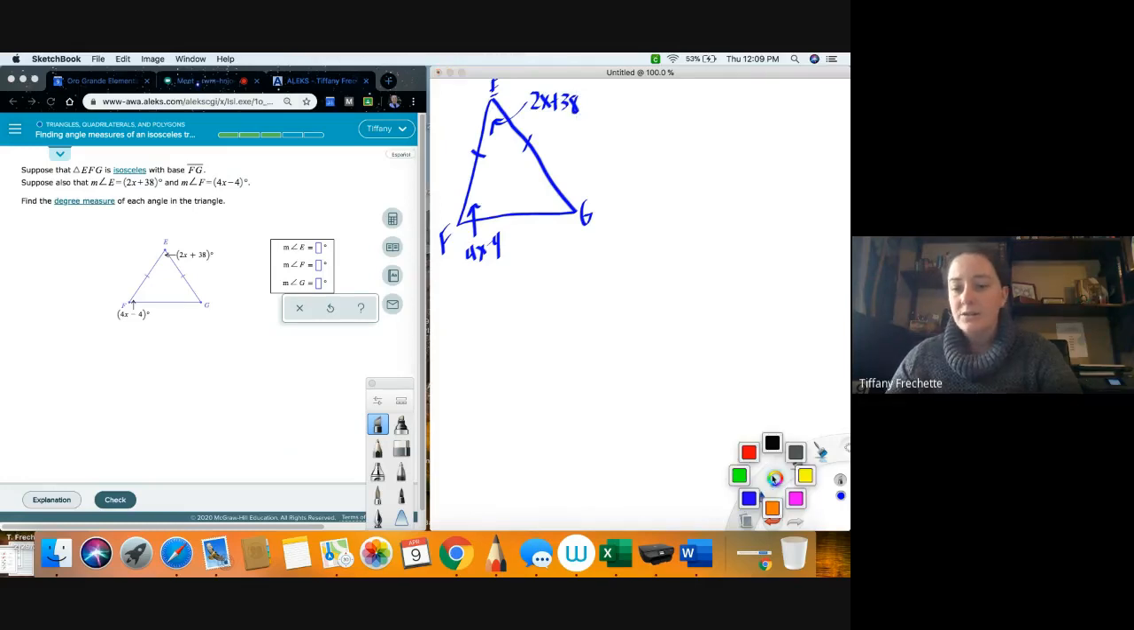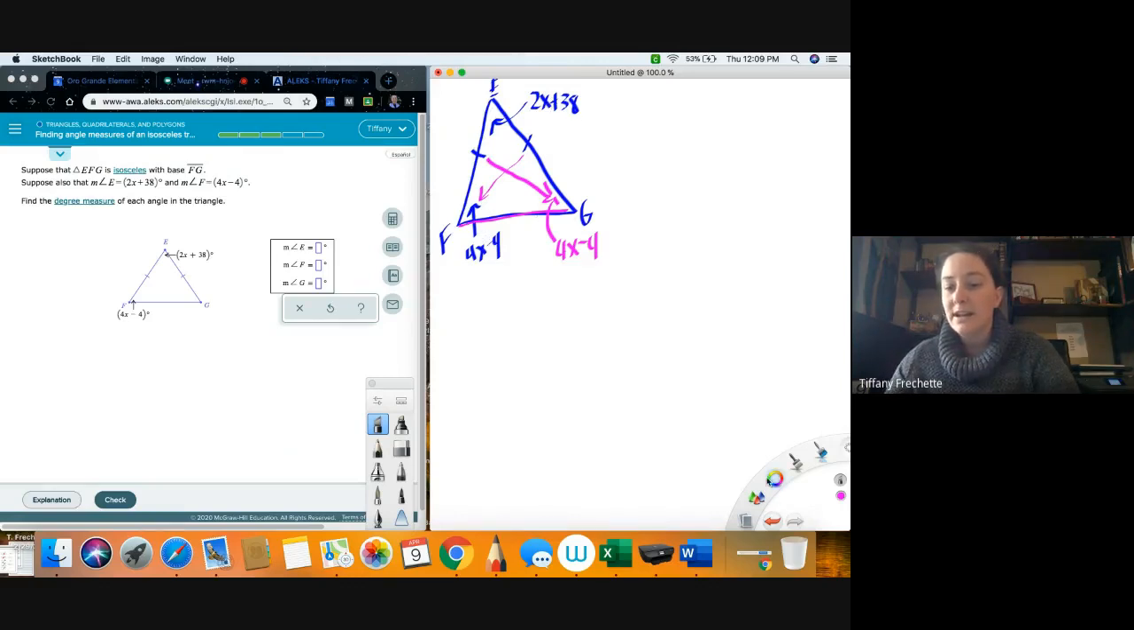All right. So in the description they tell us, suppose that triangle EFG is isosceles with base FG. So they've told us this is the base specifically. So you remember when you go across from the congruent sides, these are the two angles that equal each other. So if I know these two equal each other, and they gave me this one also equals 4x minus 4. So this is another one of those ones where they gave us all three angles. I know it's in a funky way. They're not telling us what the angles equal, but they're giving us all three, and we only have x's.